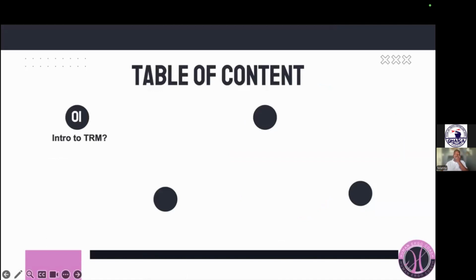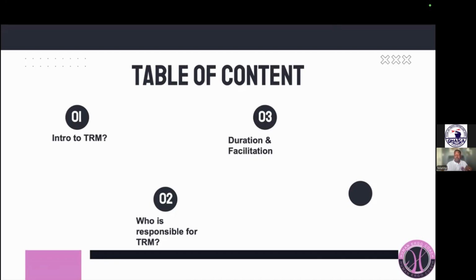Just a basic introduction to TRM, and I think the majority of what I'm going to cover, the colleagues have already spoken to. And then also, we'll talk a little bit about who's responsible for TRM, whose responsibility is it? And then also the duration and facilitation that needs to happen when you are facilitating TRM, and then lastly, TRM modules and implementation.